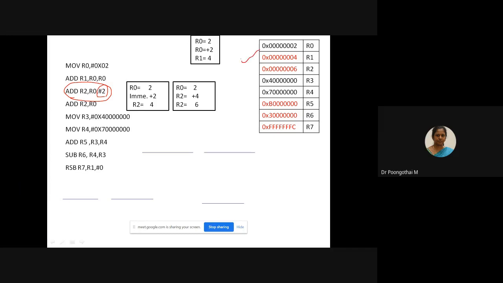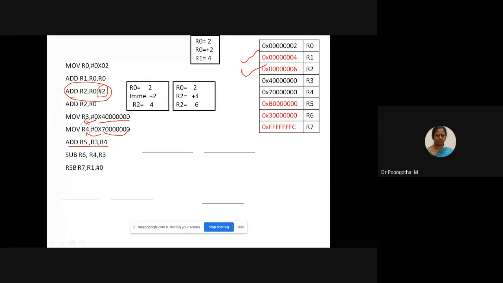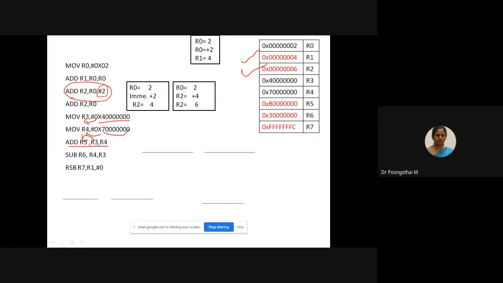So R1 is updated with 0, 4 and R2 is updated with 0, 6. So next, I am going to load this number, that is 4 with 7 0 to R3 and 7 with 7 zeros to R4. The instruction given here is add R5, R3, R4. So the operation here is the content of R3 is added with R4. After the addition, result will be placed in R5. So this instruction will perform 32-bit addition.